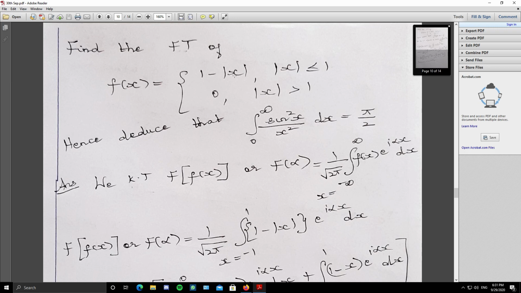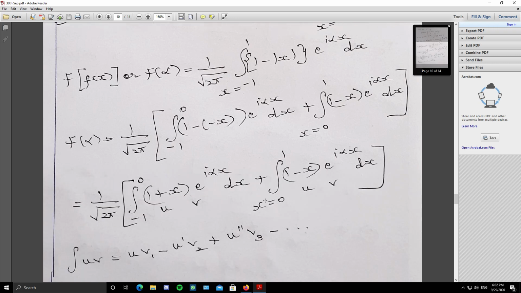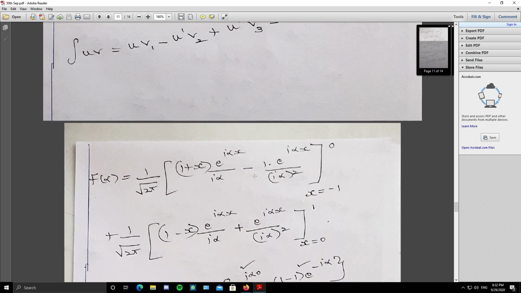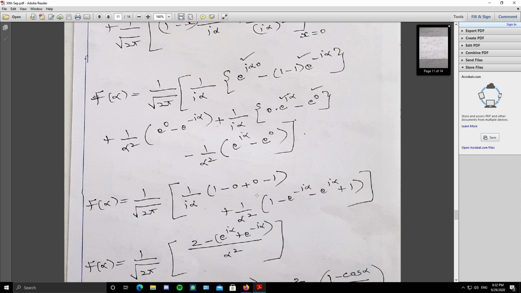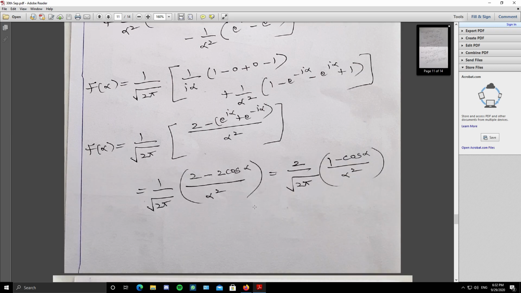Wherever you have modulus, you make use of that. Whenever you have mod x less than or equal to a, make use of the property minus a less than or equal to x less than or equal to a. And if f of x has a mod term, split the integral at 0, then use Bernoulli's rule of integration, and then we are using the e power i theta plus e power minus i theta form.